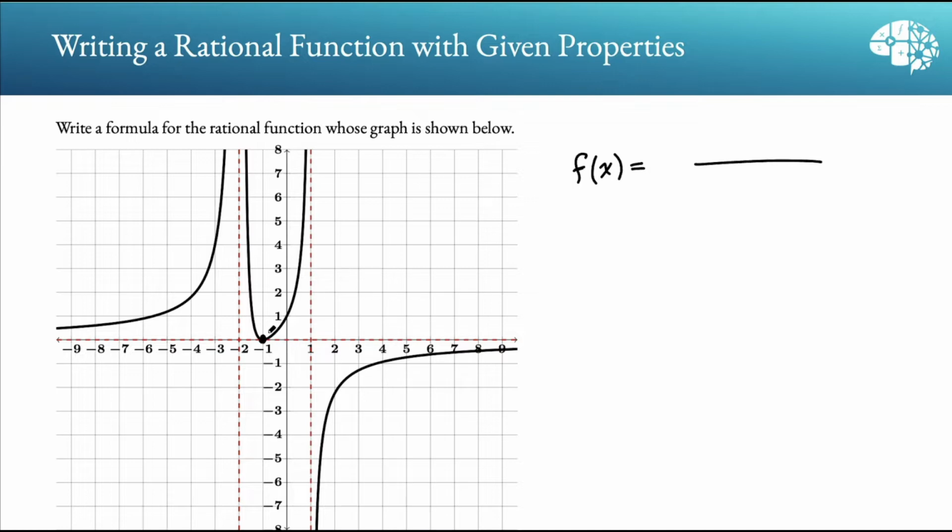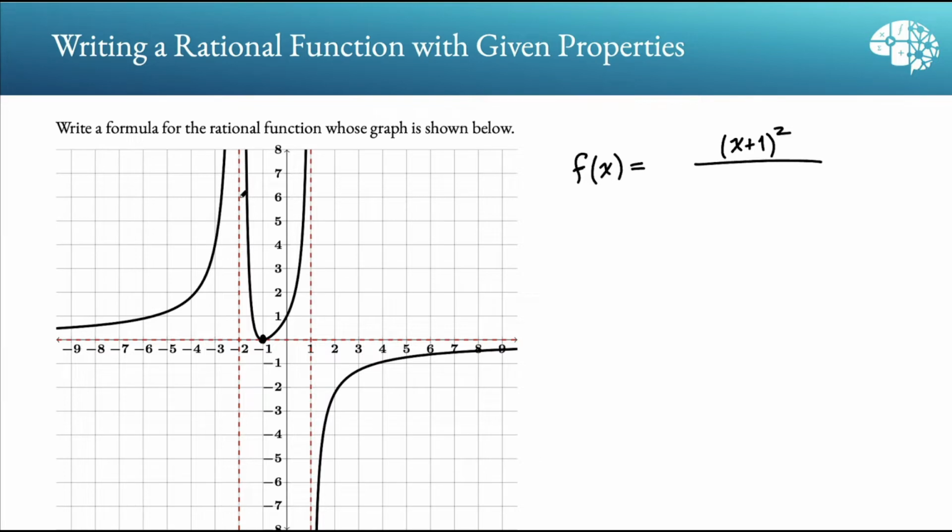x-intercept here at -1. So that means that the numerator will have an x plus 1 as a factor. Furthermore, we see that the behavior there at -1 is a quadratic behavior. It bounces off the axis, which means that that factor is going to be squared. In the denominator, that comes from our vertical asymptotes.